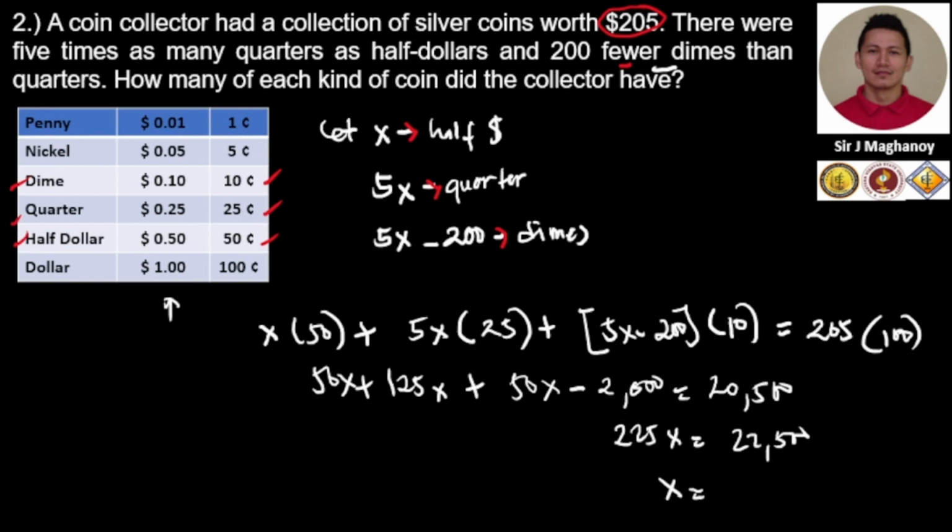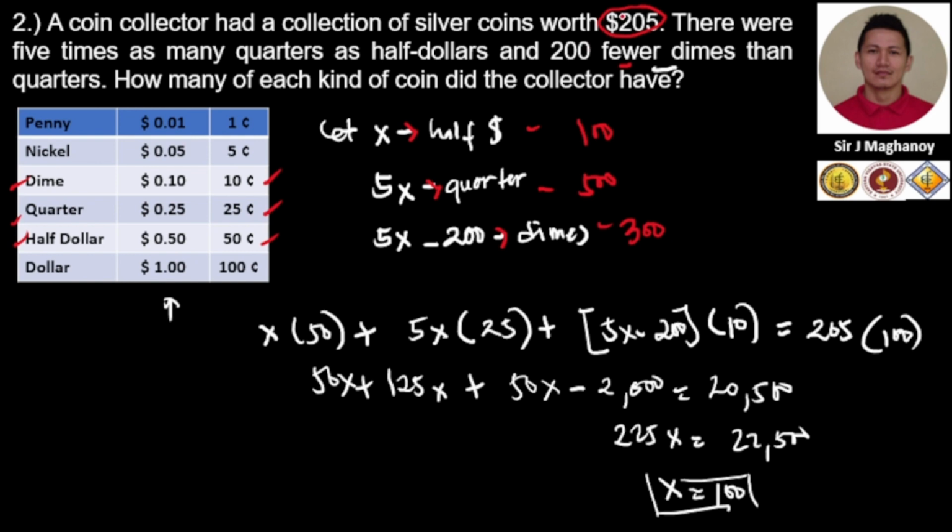Therefore, our x is equal to 100. The problem is asking for how many of each kind the collector had. Since x is 100, our half dollars are 100 pieces. For our quarters, that will become 500. And for our dimes, 5x minus 200, that is 500 minus 200, so 300.